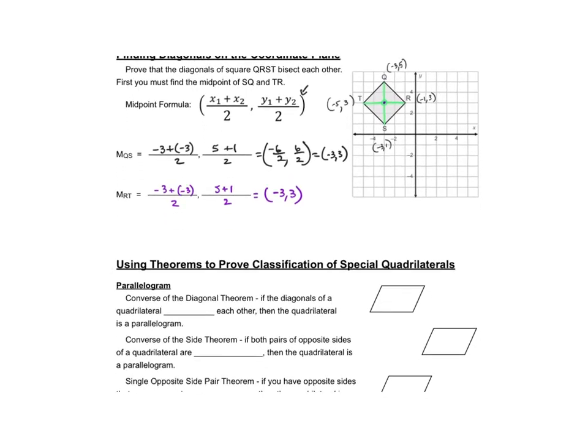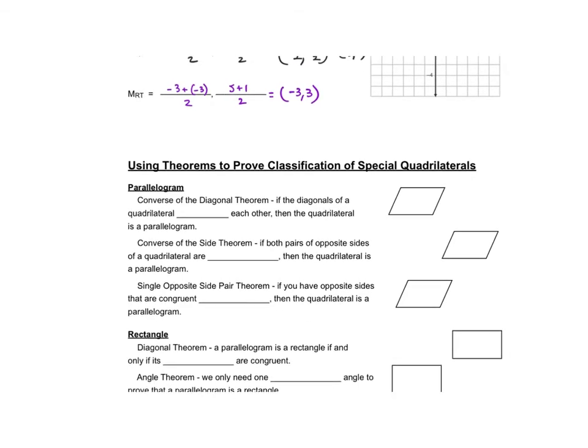And continuing to classify using the theorems, we need to remember that the converse of the diagonal theorem is: if the diagonals of a quadrilateral bisect each other, then the quadrilateral is a parallelogram. So if they bisect each other, we would have this parallelogram. If the two diagonals bisect each other, then we know that this segment is equal to this segment, and this segment is equal to this segment.